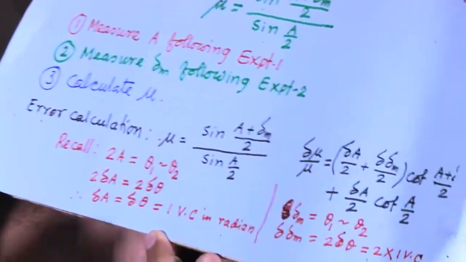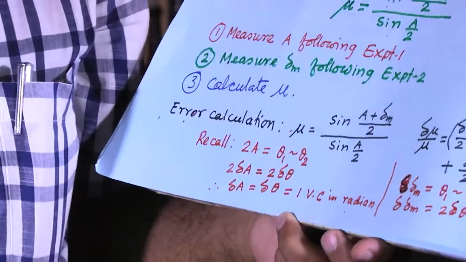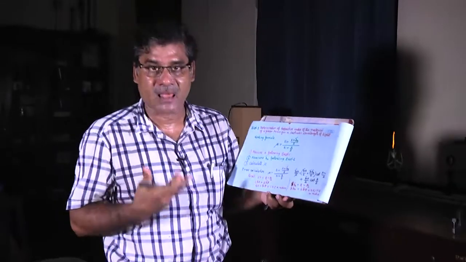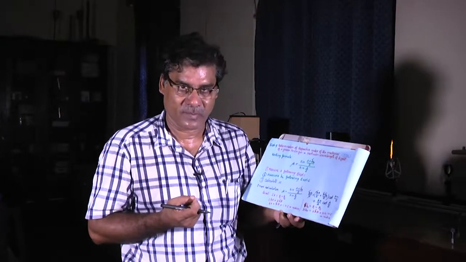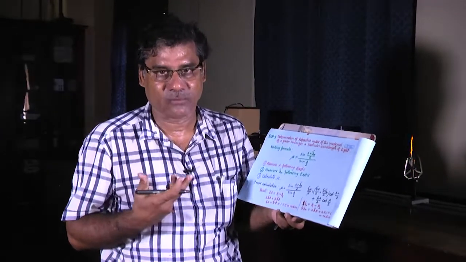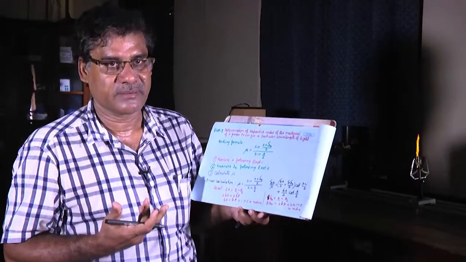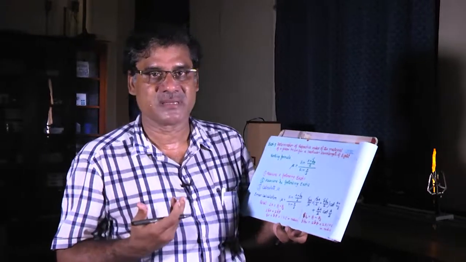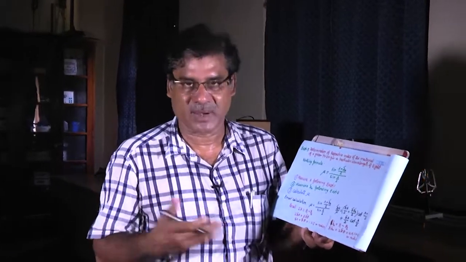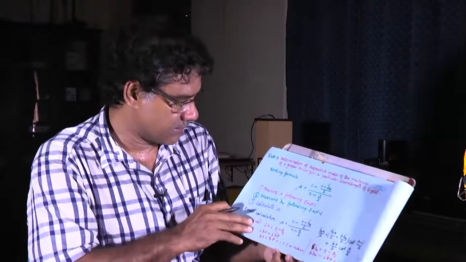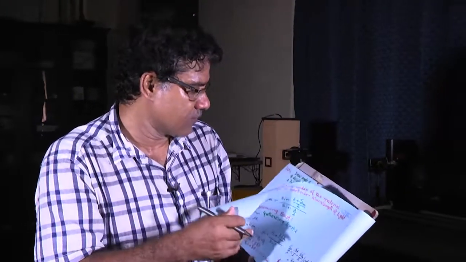So far, whatever we have discussed, is how to measure the angle of the prism, how to measure the angle of minimum deviation, and then how to calculate the refractive index of the material of the prism for a particular wavelength of light, of course. I think I will stop here. Thank you for your attention.